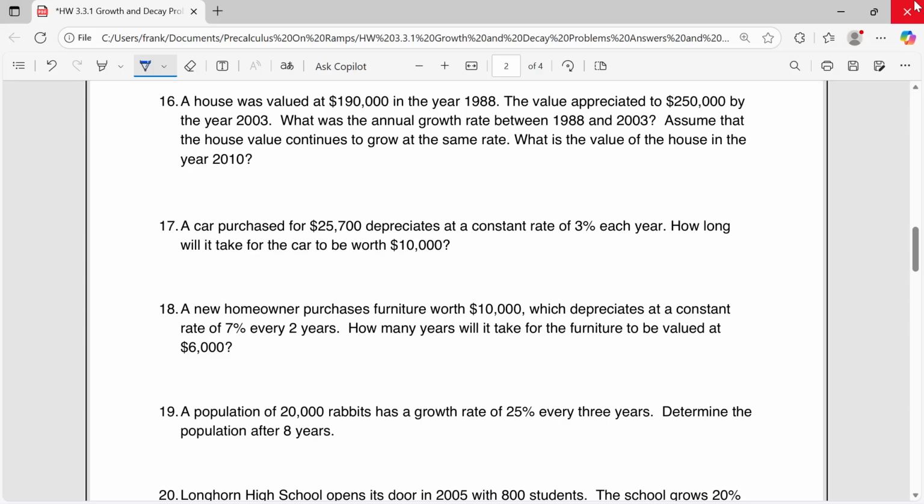3% is 0.03. It's 1 minus 0.03, so it's going to be 0.97. The initial amount is 25,700. And then it's going to be each year, so it's just going to be t. K is just 1, so it's just going to be to the t power.